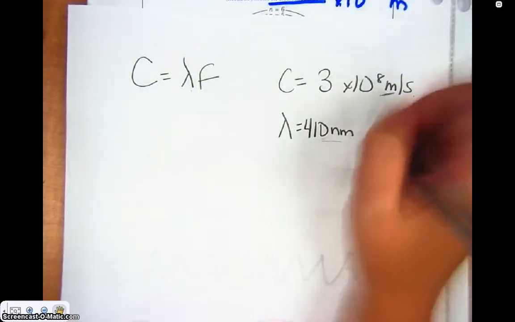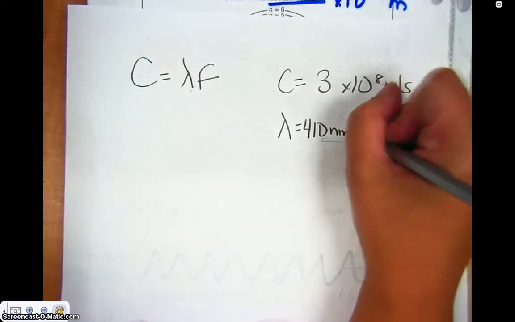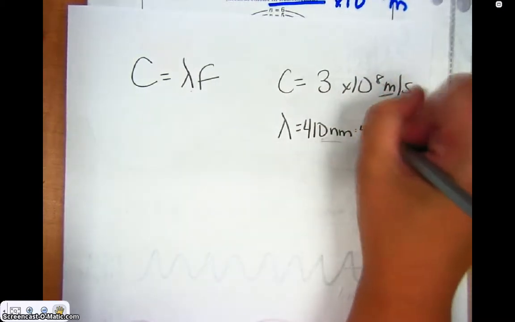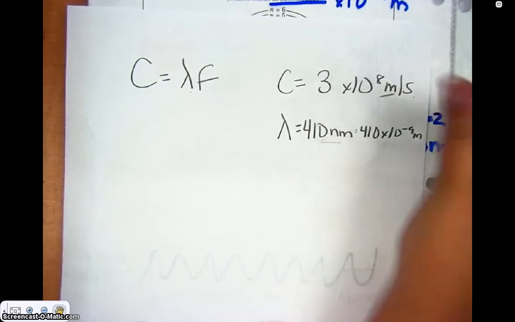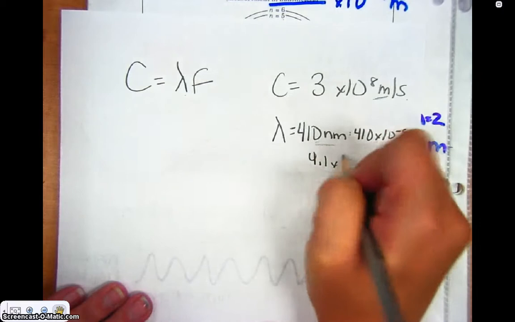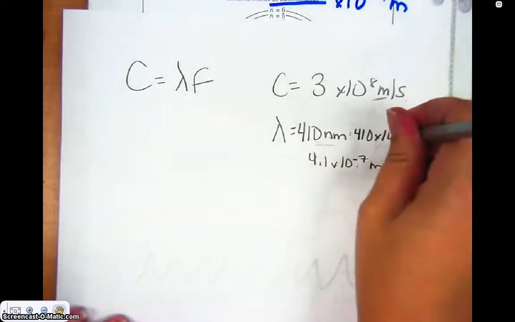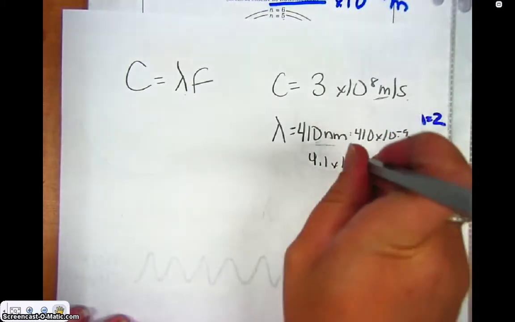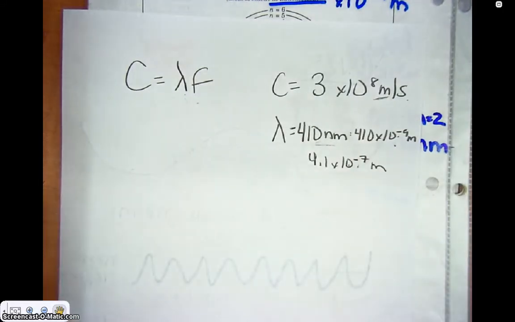So I'm going to convert this from nanometers to meters. I can do that by simply saying 410 times 10 to the negative 9 meters. Or if I want to write it in very nice, pretty scientific notation, I could say 4.1 times 10 to the negative 7th meters. All of these numbers are the same. However, I need to have it in this form or this form to plug it into my equation. And that will allow me to calculate my frequency.